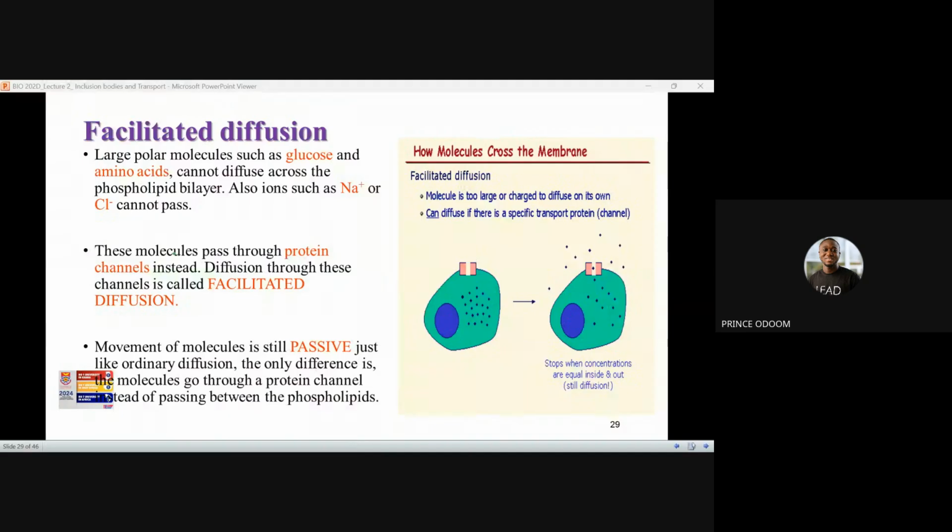So if you have a gate, and your size is bigger than the size of the gate, there's no way you can pass through unless they break the wall or the door or find somewhere for you to pass through. But until that is done, there's no way you are going to enter, and that is how it is with the phospholipid bilayer. The pores are very small, and if your size is larger than the pores, you will not be able to go through. These molecules pass through protein channels instead.